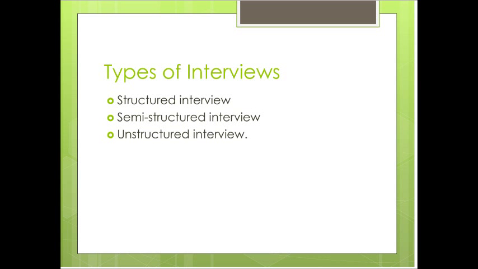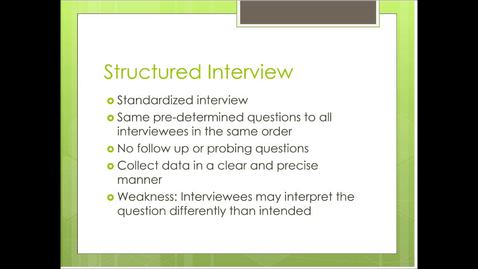Now that you know what an interview is, you should know the different types of interviews. The structured interview is also known as a standardized interview. It is where the interviewer will ask the same predetermined questions to all interviewees in the same order. The purpose of this type of interview is to collect data in a clear and precise manner. However, the structured interview does have a weakness. Interviewees may interpret the question differently than intended.